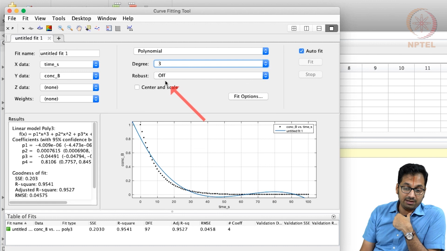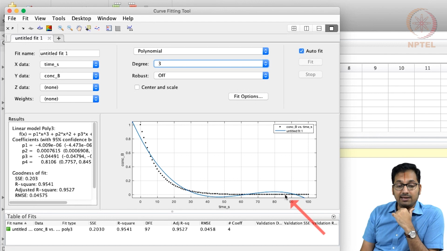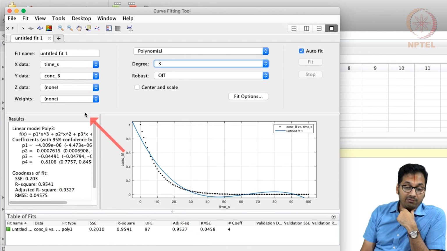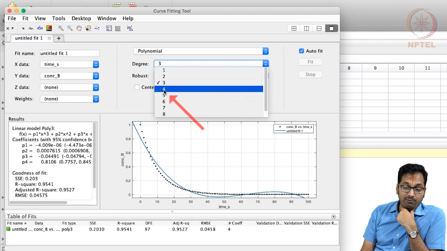Let's try to take 3. Aha, now we are starting to get closer, but you are clearly able to see differences that come. Some of the data points are above the curve and some are below the curve, but systematically they are off. Not systematically, they are actually off on either side of the curve throughout the experiment. The R square has now become 0.9541. Let's keep on increasing and see what ends up happening.